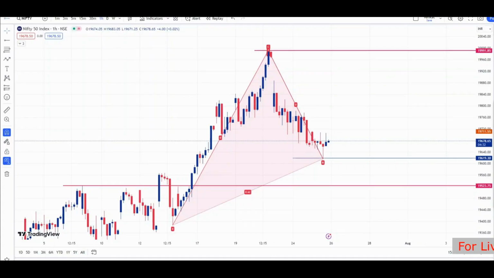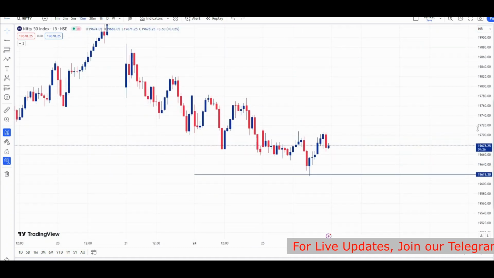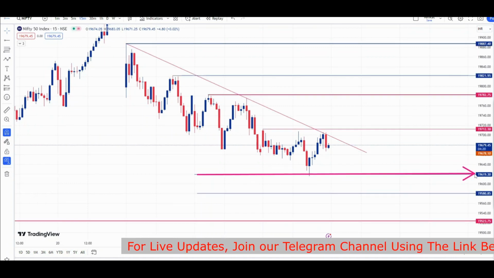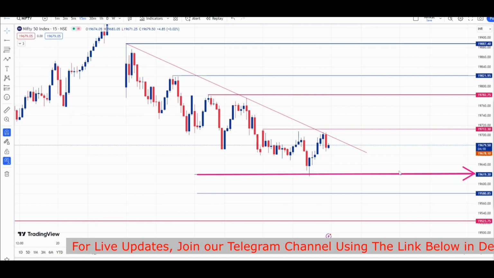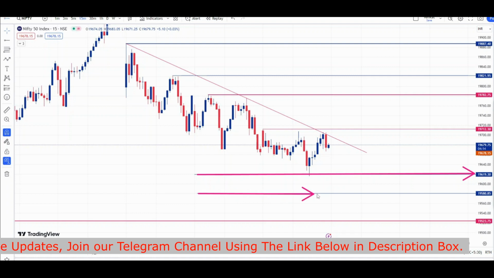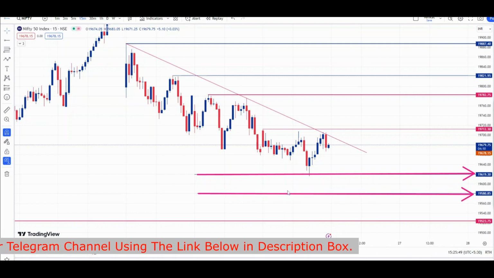What are the important levels for tomorrow's trading session? For that, we will shift the time frame to 15 minutes. Here you can see this area from 19,620 to 19,580. This complete area will act as support for Nifty for tomorrow or in the coming trading sessions.